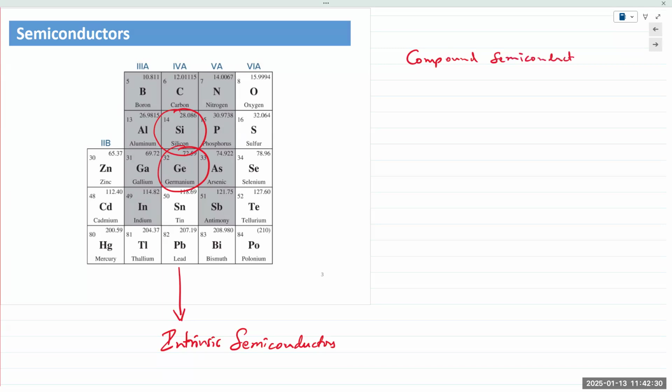So, compound semiconductor. And you can create them with 2 elements. We can create them with 3 elements. We can also create them with 4 elements. Okay, so depending on how many elements we use, we have a different name for each one of those. For instance, we could create a compound semiconductor with gallium and arsenide.